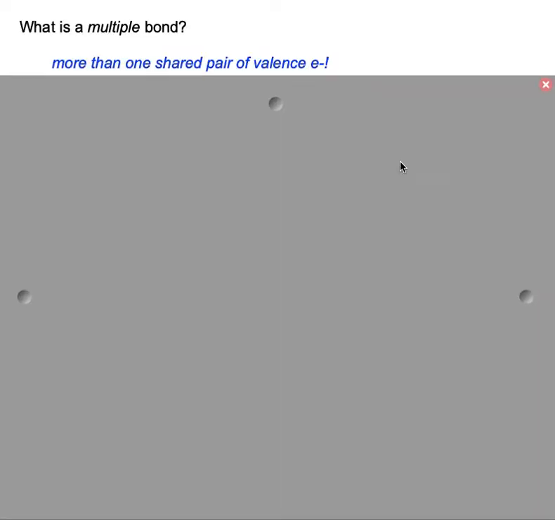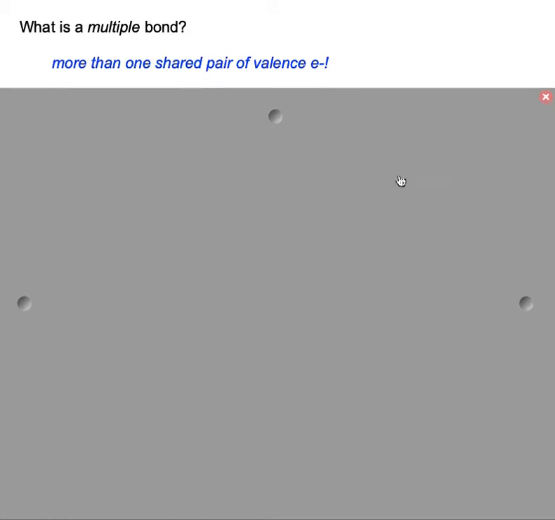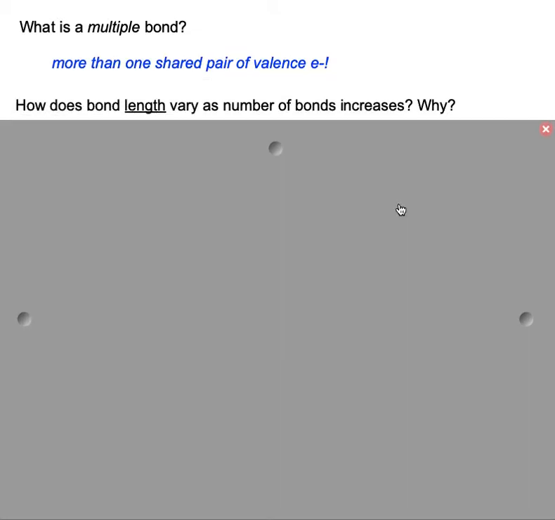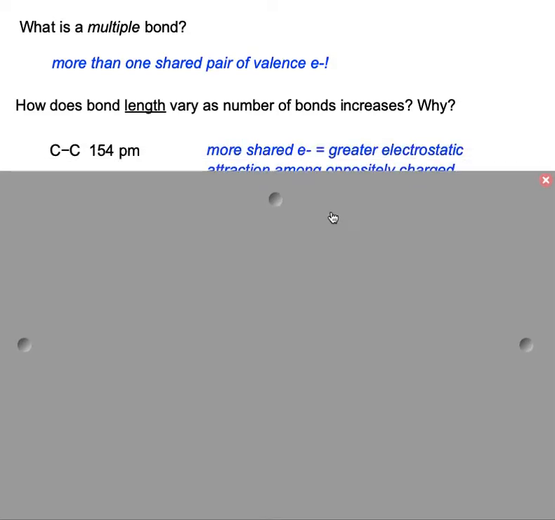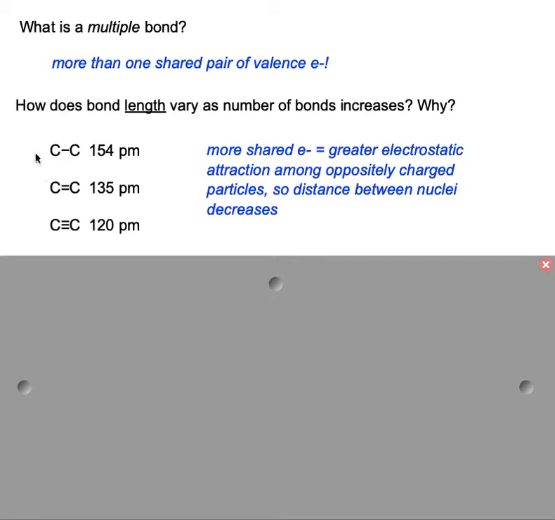So what is a multiple bond? As I said before, it is more than one shared pair of valence electrons. So the question is, how does the bond length or bond distance vary as you increase the number of bonds? Well, let's look at some data and see if we can explain it. We can see that as we go from a carbon-carbon single bond to a carbon-carbon double bond to a carbon-carbon triple bond, the measured bond length in picometers decreases noticeably. We can explain that by saying that when there are more shared electrons, there is greater electrostatic attraction among the oppositely charged particles, that is the negatively charged electrons and the positively charged nuclei. So more shared electrons simply means that the nuclei are going to be held more closely together.